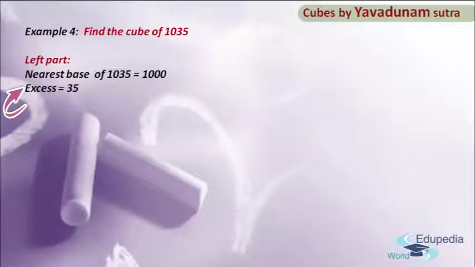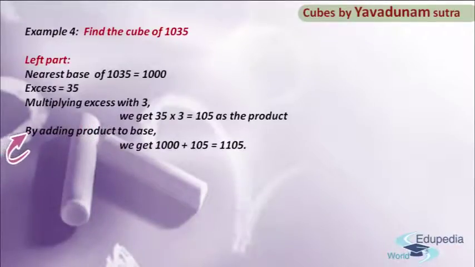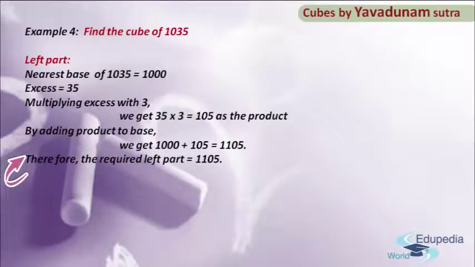After finding the excess, moving to step number 3, we have to multiply the excess with 3. So by multiplying 35 into 3, we get 105 as the product. After getting this product, it should be added to the base. So by adding 1000 plus 105 we get 1105, and this 1105 is regarded as the required left part.